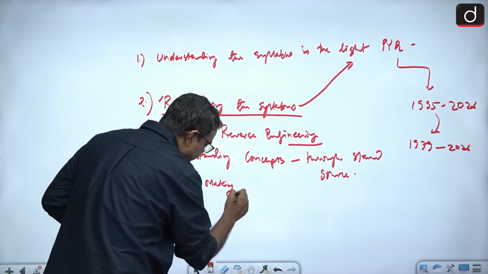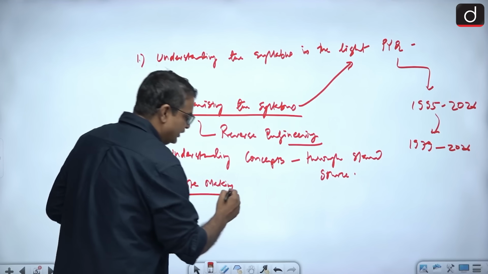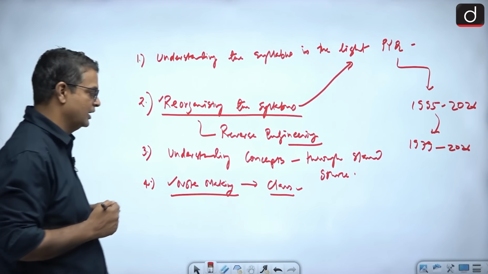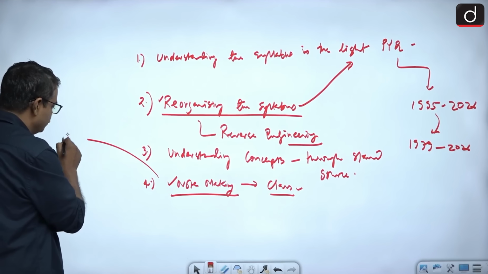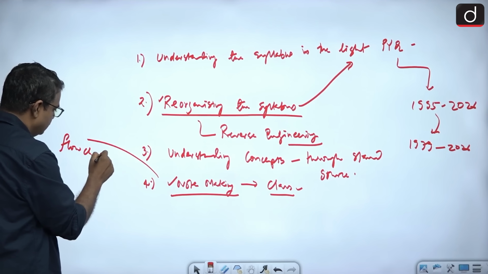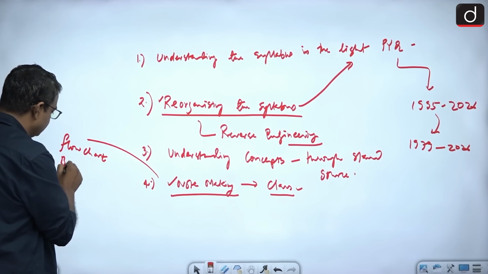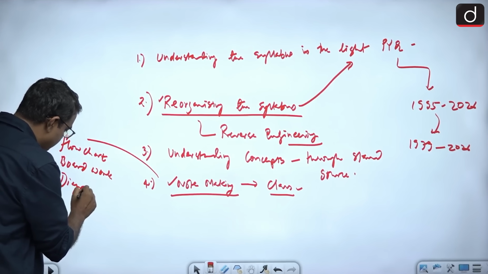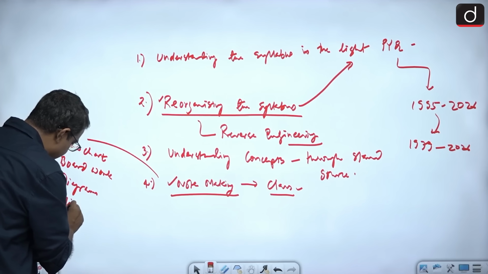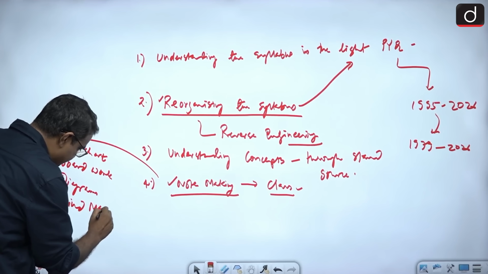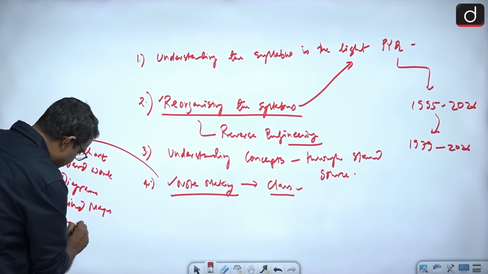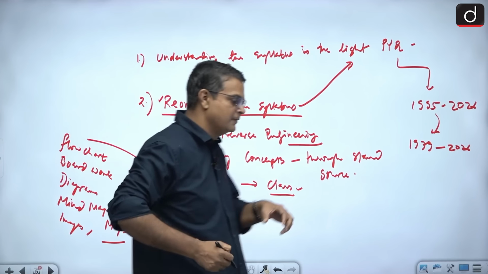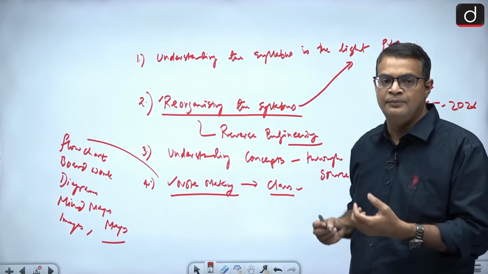Note making should be there, and this note making will be done in the class. It will be through flow charts, board work, diagrams, mind maps, whatever you say, mind maps, images, then maps, general maps, because to understand history, geographically you have to be very up to the mark.